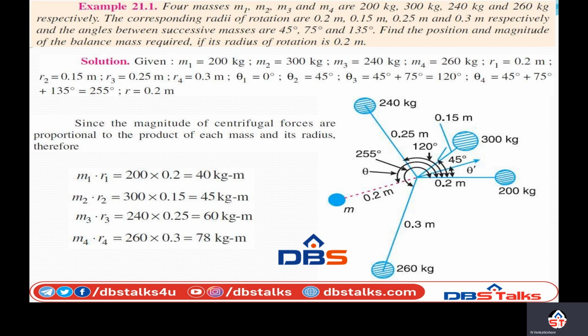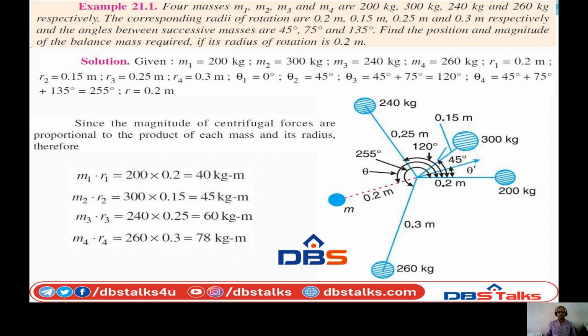So here it is 0.15 meter, that we will call 1.5 centimeter. There you have to make an angle of 45 degrees and a position with the 300 kg, and from there, that is second mass to third mass, the angle is 75 degrees.